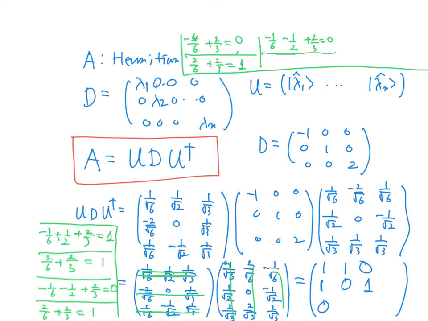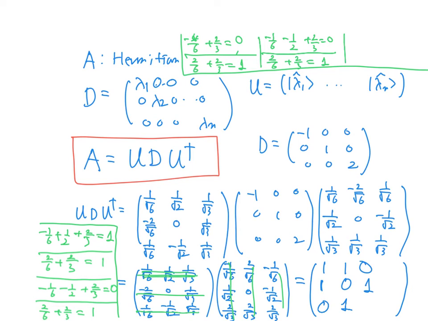Okay, so 2 over 6, right? And 2 over 6, 0, and 2 over 3 gives you 1. 1. Final.